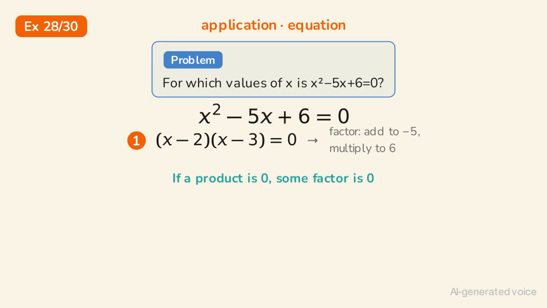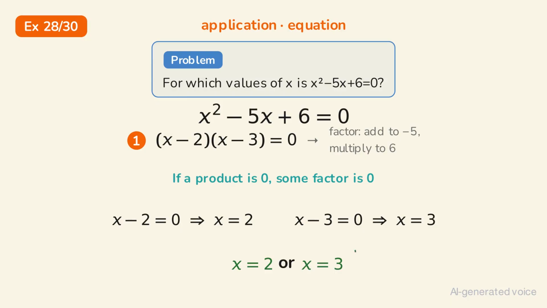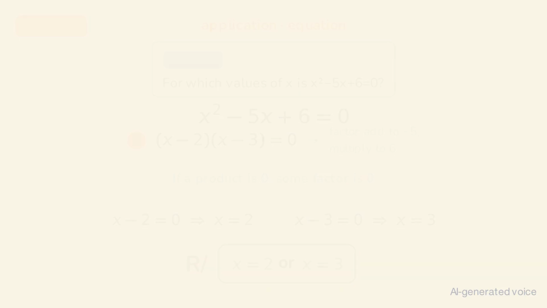And here's the jewel. If a product of two things is 0, then one of them must be 0. There's no other way to get 0. So either x minus 2 is 0, giving x equals 2, or x minus 3 is 0, giving x equals 3. The answer, x equals 2 or x equals 3. Those are the two values that make the equation true.